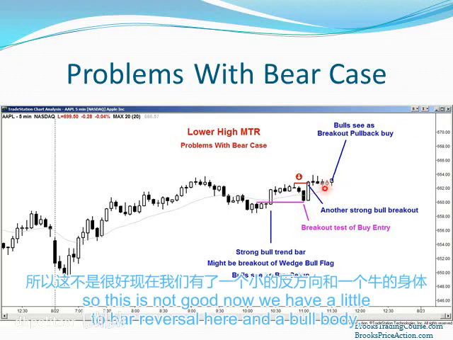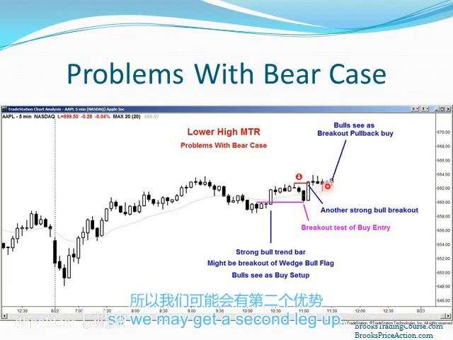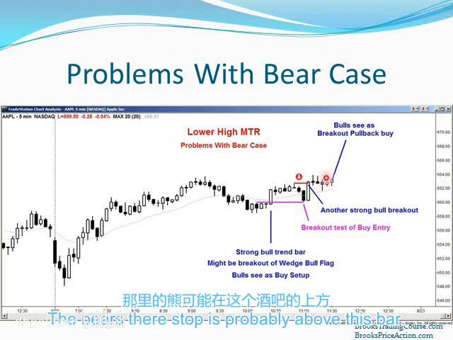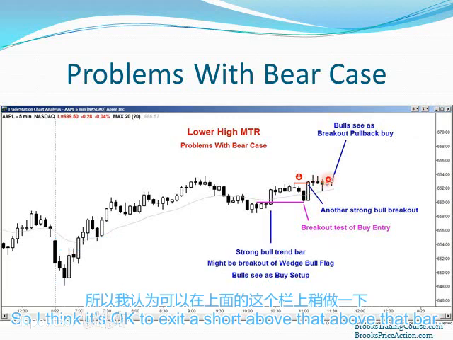Alright, so this is not good. Now we have a little 2-bar reversal here and a bull body, and it looks like we're holding above the moving average. So we may get a second leg up. The bears, their stop is probably above this bar. They might get out above this bull bar because I think the bulls can make a case that this is a pullback buy from this strong bull breakout. So I think it's okay to exit a short above that bar.